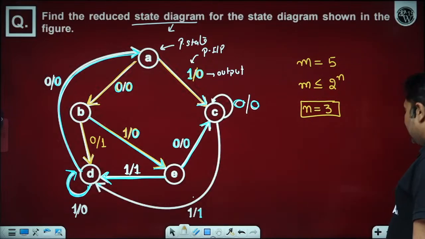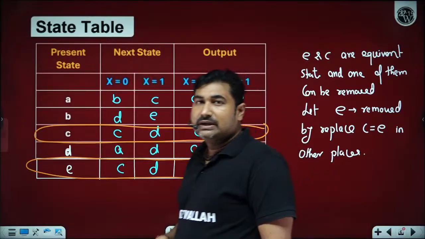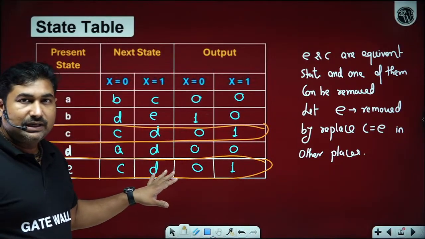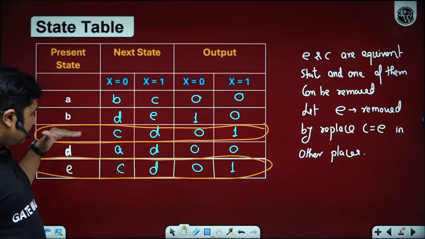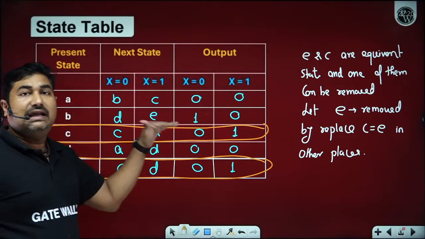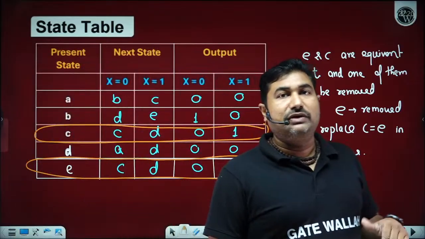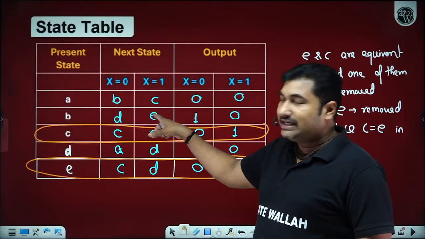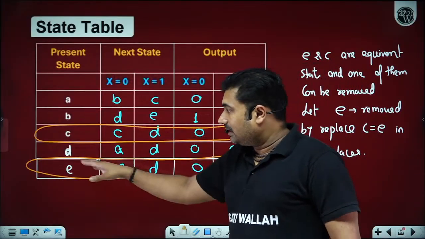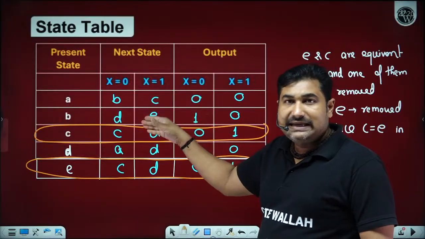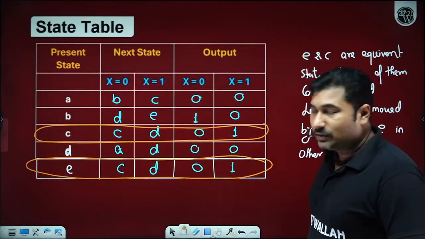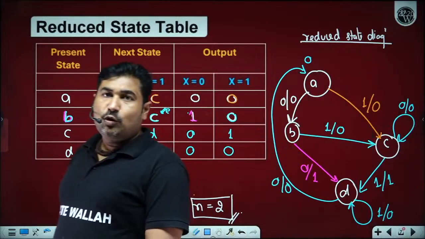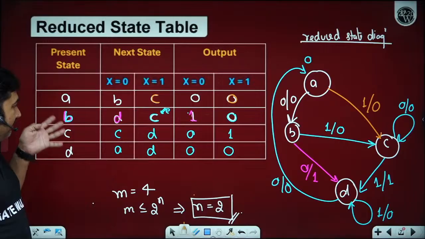That can be concluded with the help of a state table. From the state diagram, we have drawn the state table. In the state table, we have observed C and E are equivalent states. So one of them can be removed. So we are removing state E, and wherever E is there, we have to replace E with C. Is it okay? Yes, sir. Now, if you observe, we have only 4 different states left, A, B, C, D.